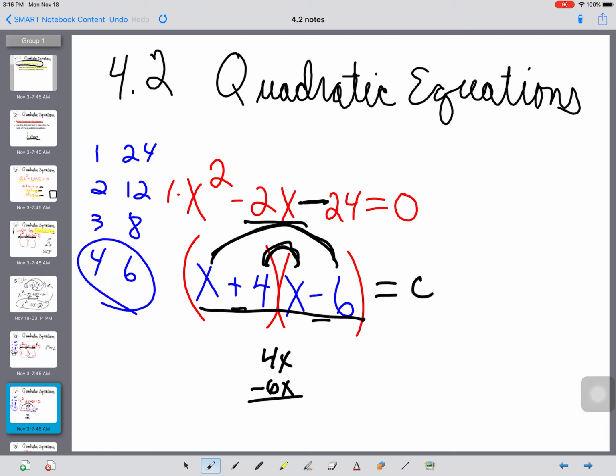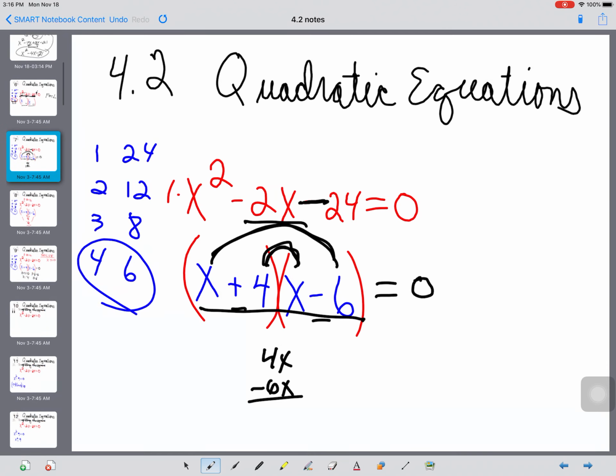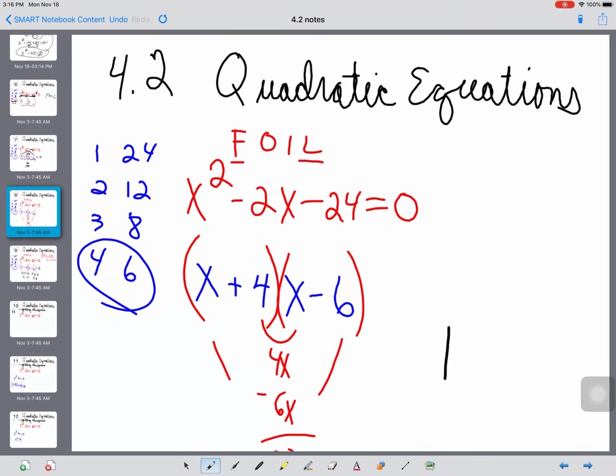Now keep writing the equals 0 on the end. So I chopped it off a little bit at the bottom. All I'm doing here is checking it to see if it works. So 4x minus 6x, that says negative 2x down at the bottom. So these are the right factors. Again, keep writing 0. Now let me remind you of something.